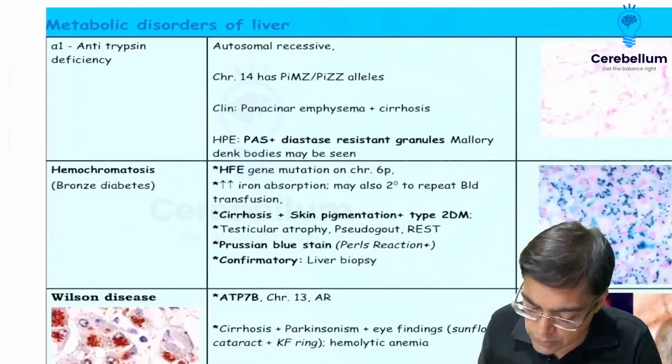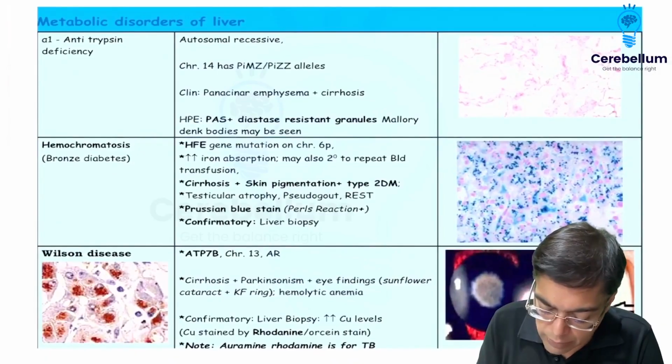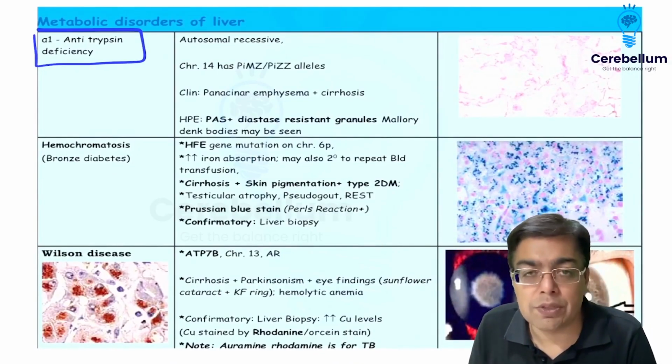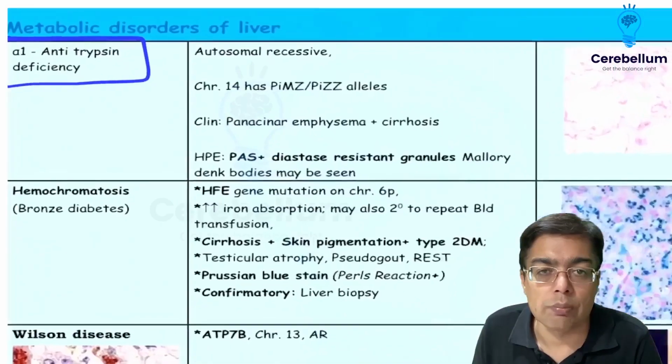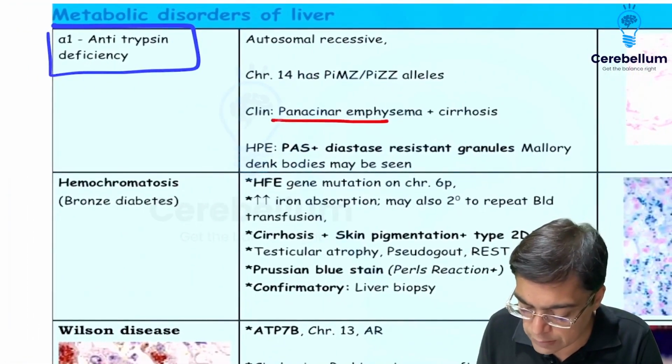Once we are clear with this, we just need to be aware about certain types of metabolic disorders in which we need to be having an idea about alpha-1 antitrypsin deficiency. This is going to be an example of an autosomal recessive condition caused because of a trouble at the level of chromosome number 14. Patients not only have cirrhosis, they also have high risk of development of a pan-acinar emphysema.